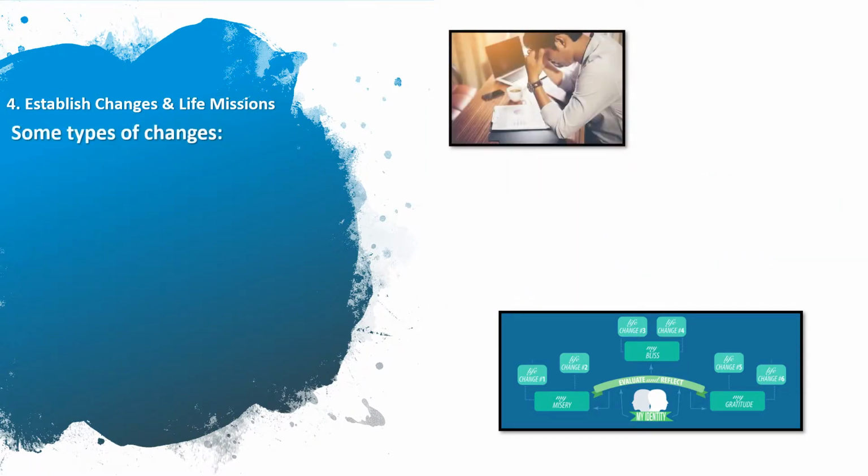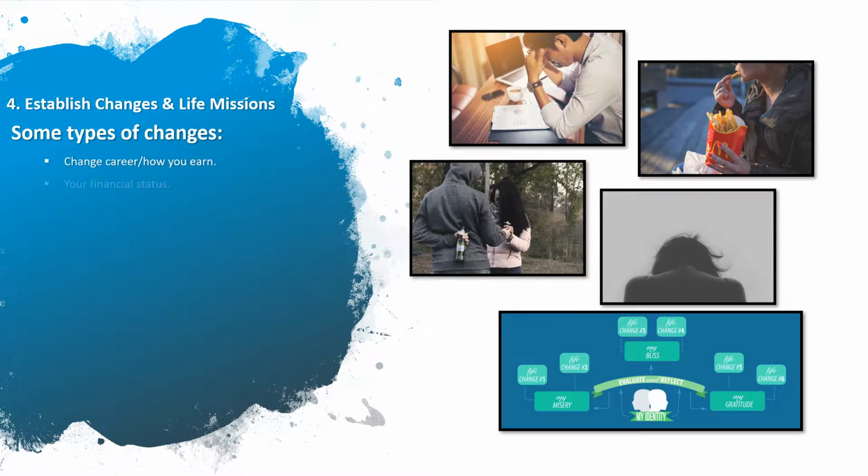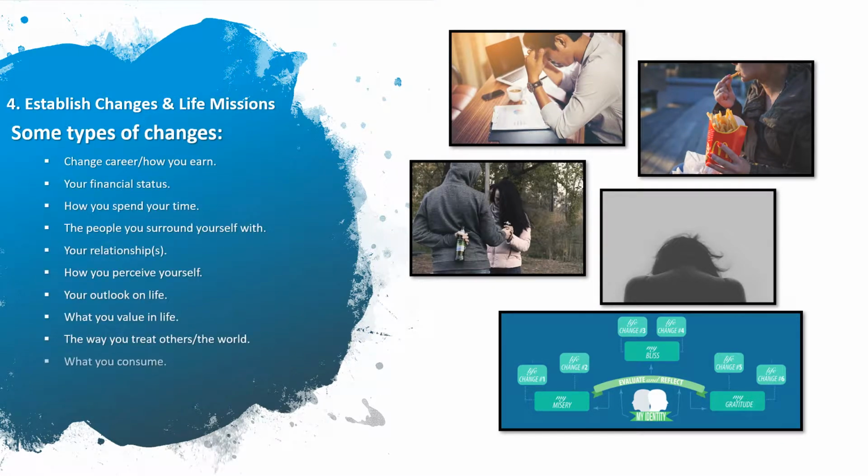To help you establish some changes, I thought I'll introduce you to a few examples. So for example, you could change your career and how you earn, changing your financial status, because maybe it's your financial status that's causing you most misery, how you spend your time, maybe it's who you spend your time with that you need to change. And that brings us to the people you surround yourself with. Are there changes that need to be made there?